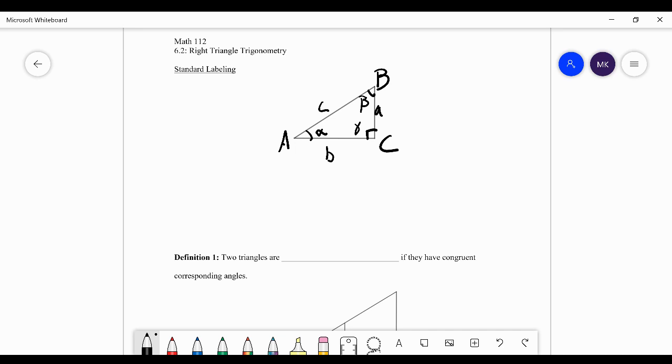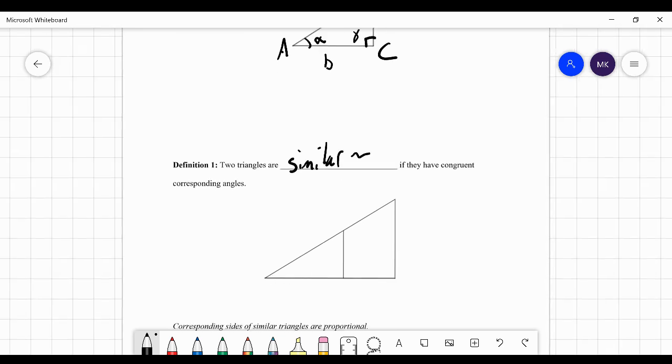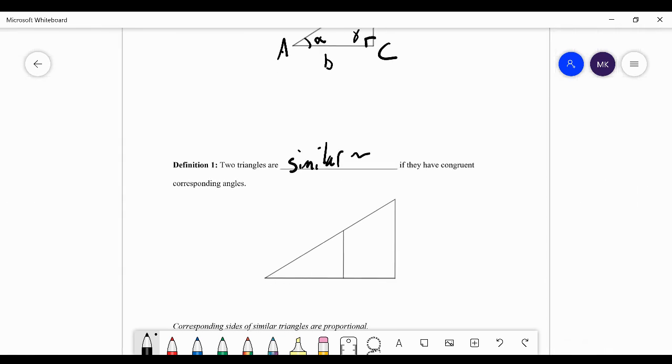Now we also need to talk about something called similar triangles. We say that two triangles are similar, and we use this notation. If you think back to algebra, when we said something like 1/3 is approximately 0.33, we would do a squiggly equal sign. So similar is just a single squiggle. Two triangles are similar if they have congruent corresponding angles. What does that mean? That just means that the angles are the same, but the side lengths may be different.